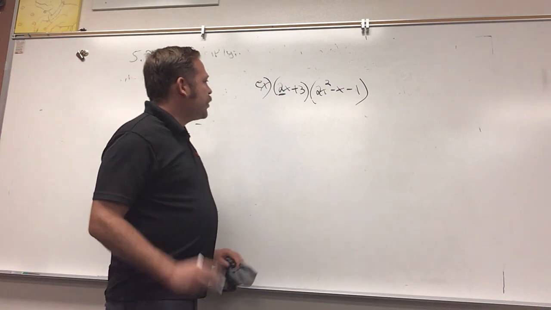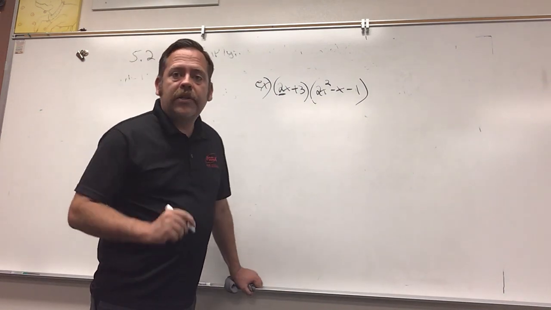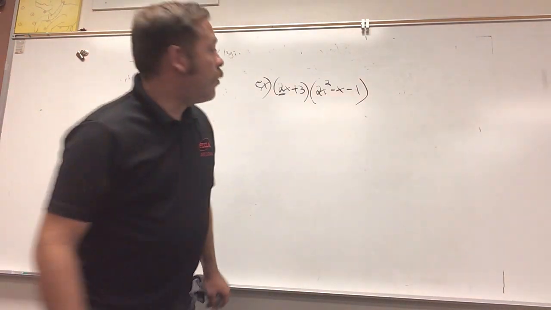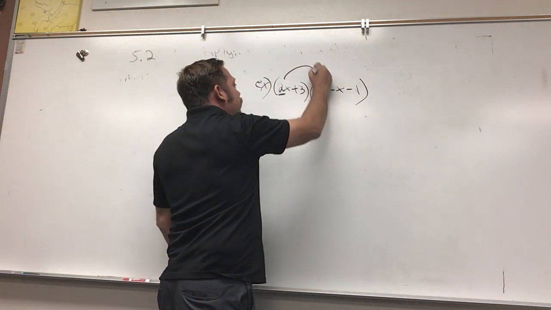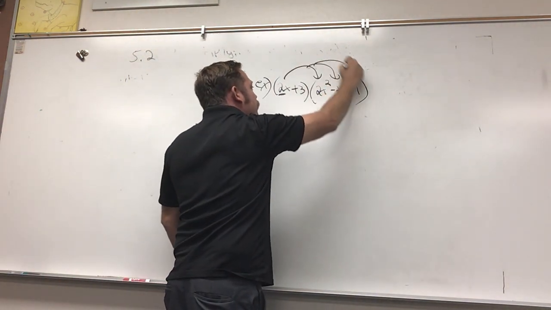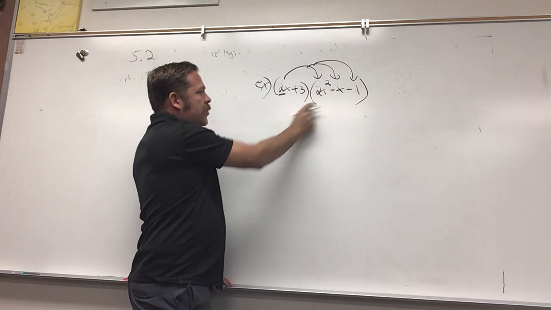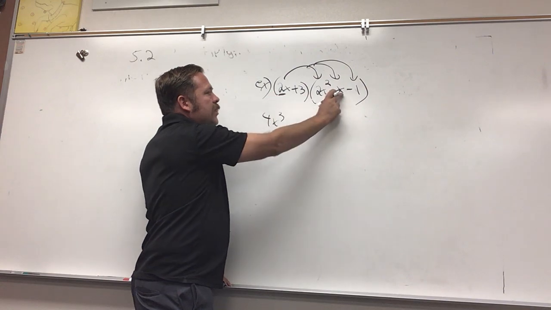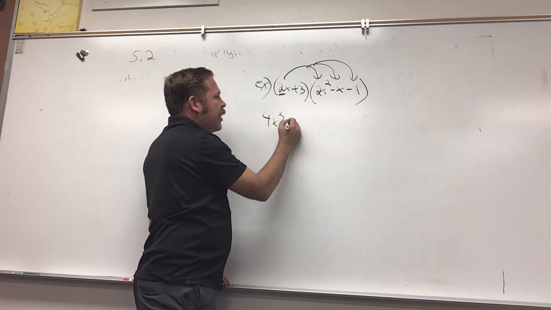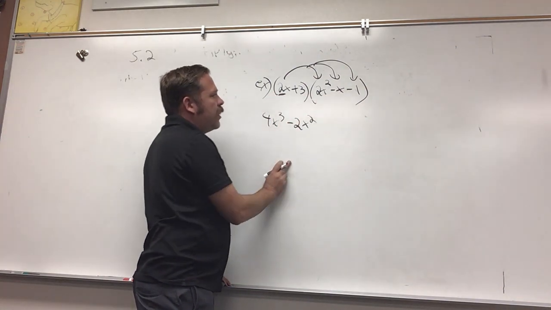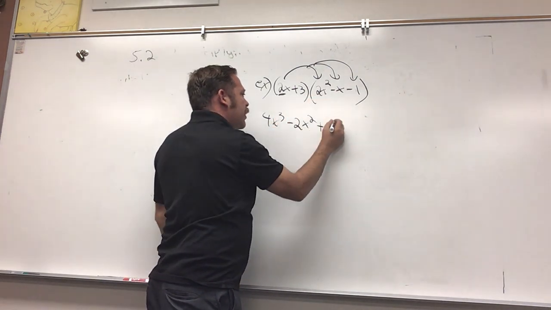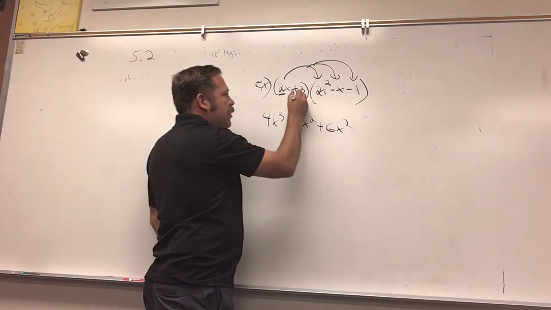All right, but let's distribute, let's multiply. Remember, it's just each term to each term. So I'm going to take the 2x, and multiply it to all three of these terms. So 2x times 2x squared is 4x to the third. 2x times negative x is negative 2x squared. 3 times 2x squared is plus 6x squared.